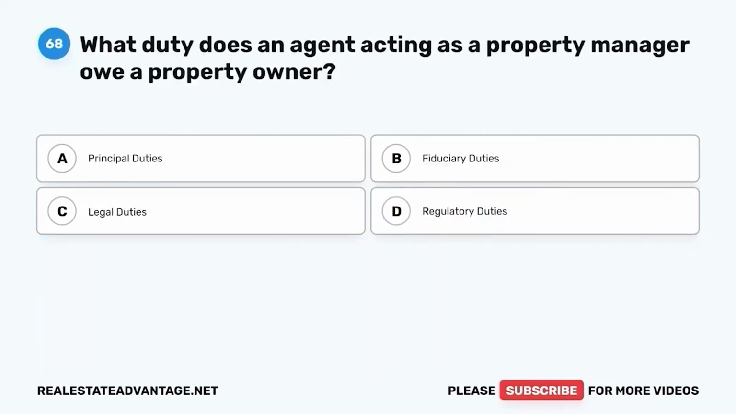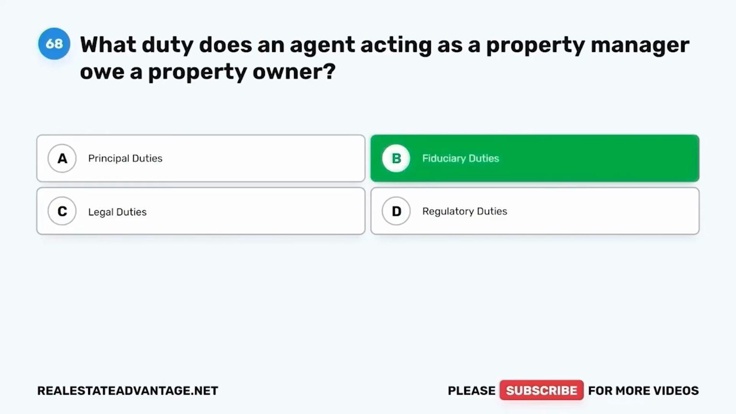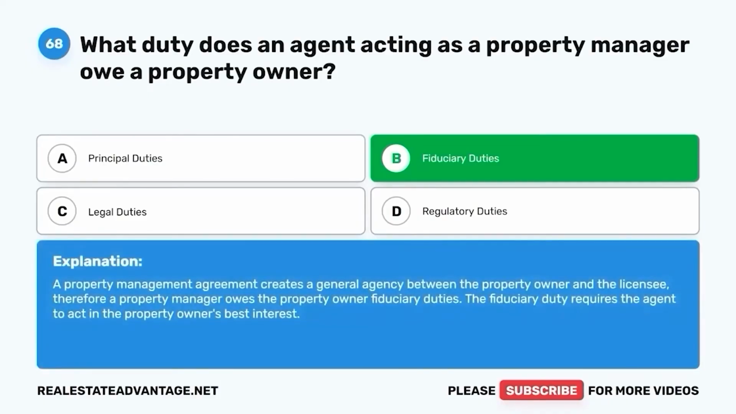Question 68. What duty does an agent acting as a property manager owe a property owner? A. Principal duties. B. Fiduciary duties. C. Legal duties. D. Regulatory duties. The correct answer is B. Fiduciary duties. A property management agreement creates a general agency between the property owner and the licensee. Therefore, a property manager owes the property owner fiduciary duties. The fiduciary duty requires the agent to act in the property owner's best interest.